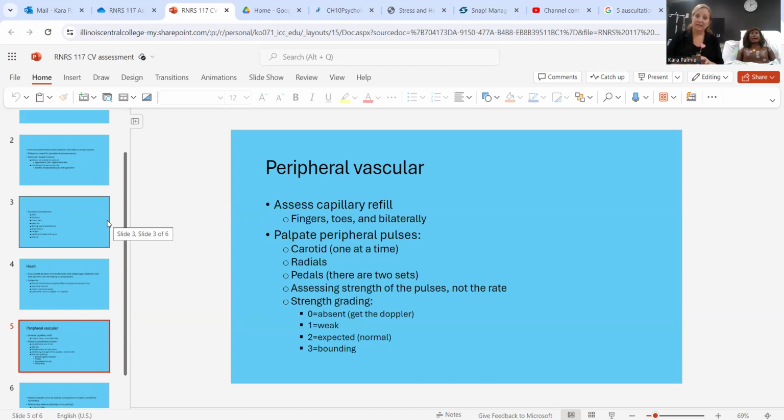You might have to do it again and see if it seems delayed, then you might have to actually count the seconds. But if it seems like it's immediate, then you know it's immediate refill. Okay, we're also going to palpate peripheral pulses.